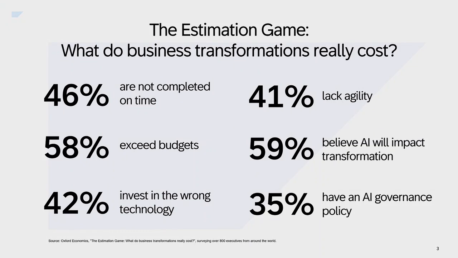organization. 41% lack agility. Now again, coming to AI, 59% of organizations who were surveyed by this Oxford Economics survey believe that AI will impact transformation, but only 35% of those organizations have an AI policy that is set up to manage your AI related business transformation.